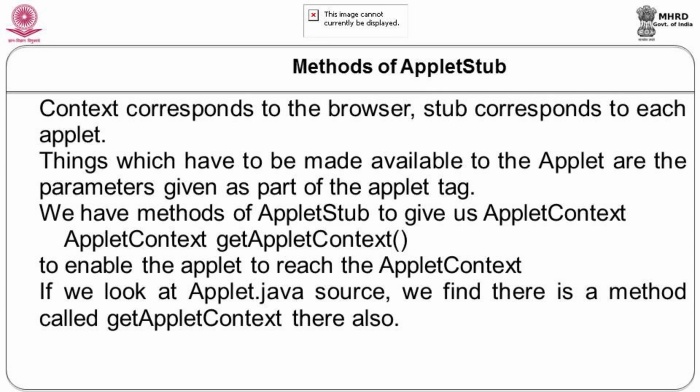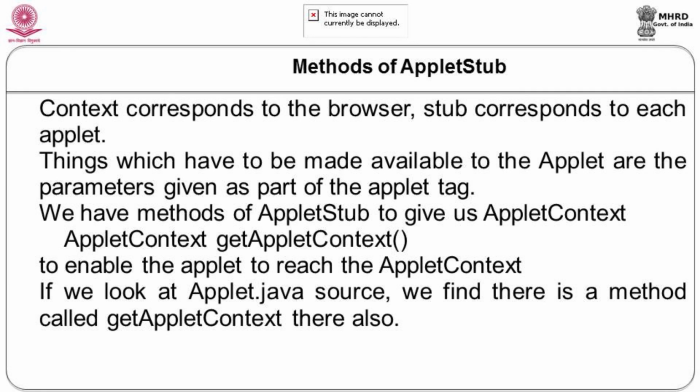So let's see the methods of applet stub. In the applet stub, we'll find, first thing, a reference to the applet context, the common part. So there is a getAppletContext method returning us the applet context. It's just to enable the applet to reach the applet context. Fine, we have this method called getAppletContext in the applet stub.